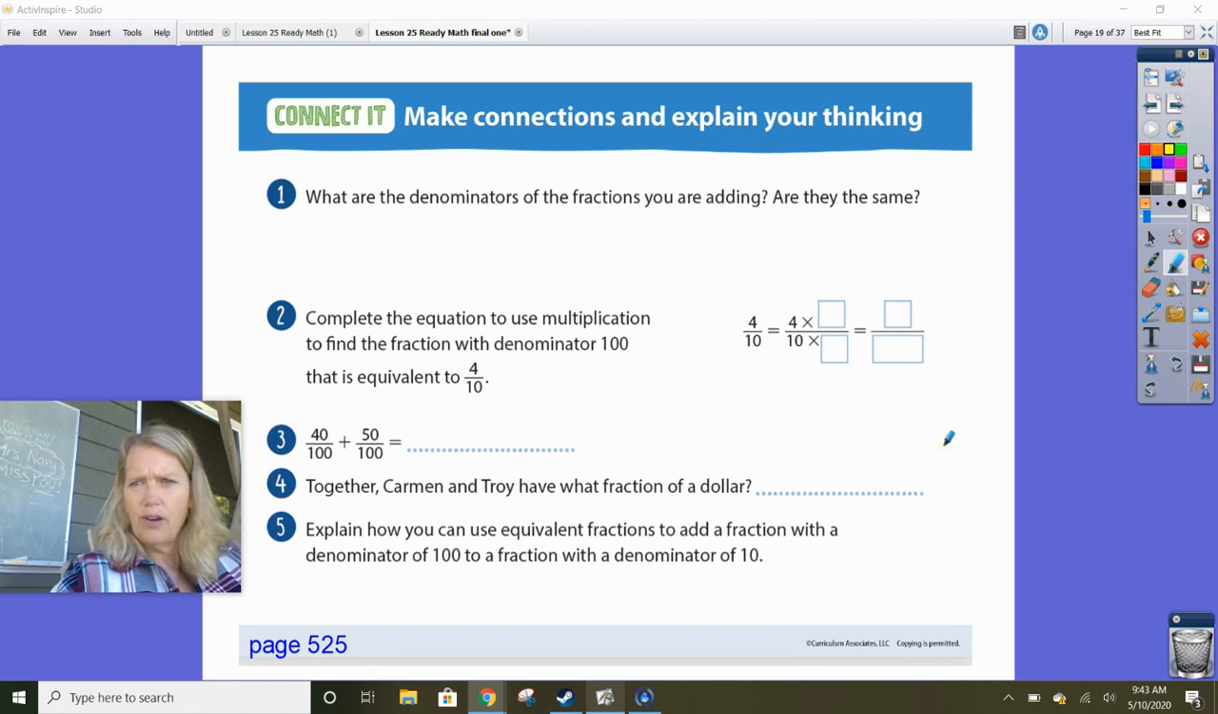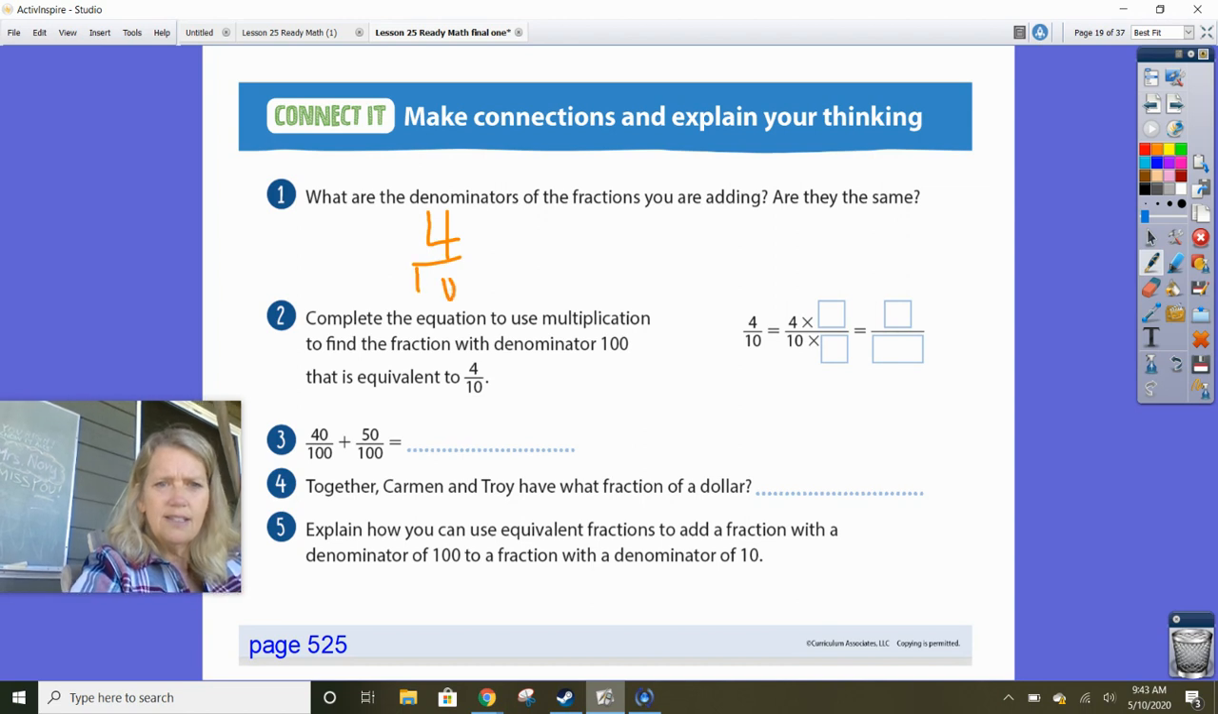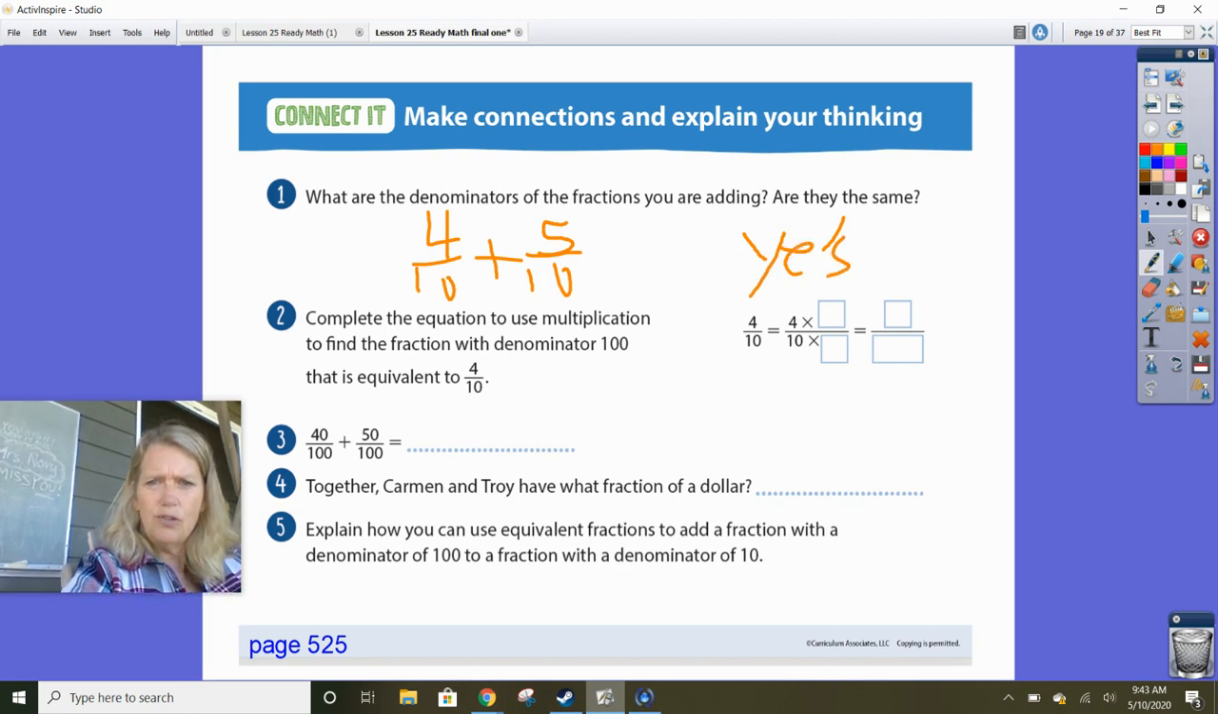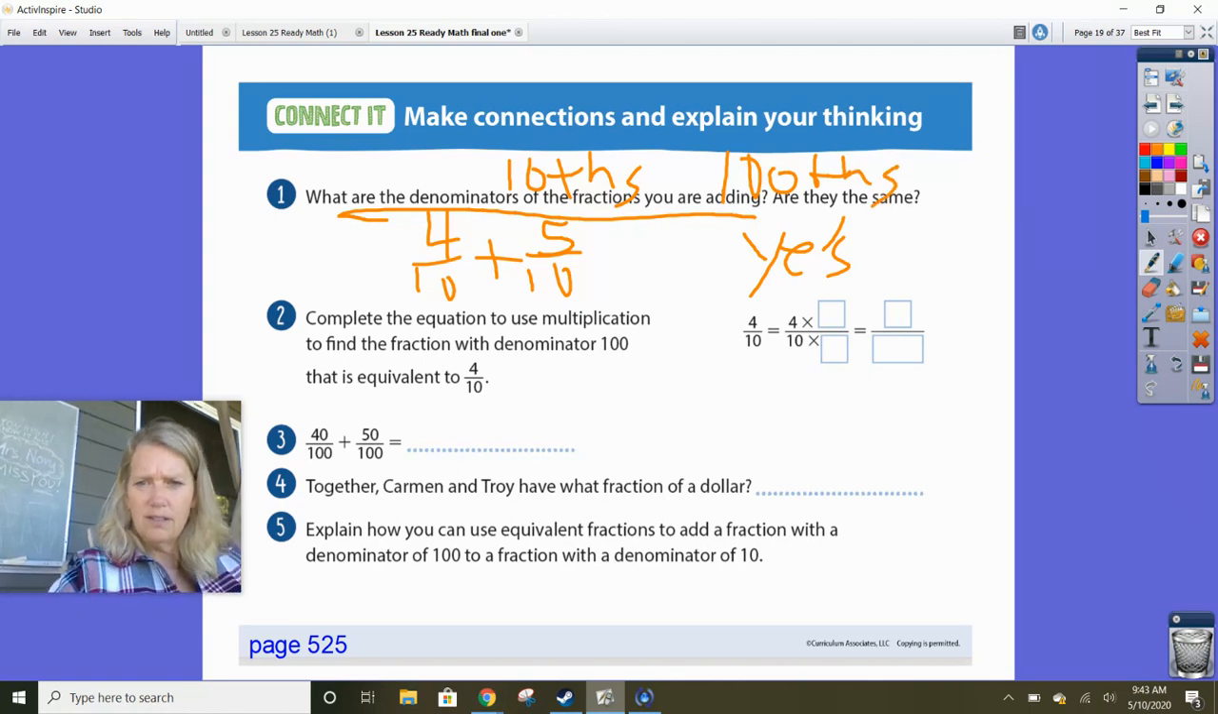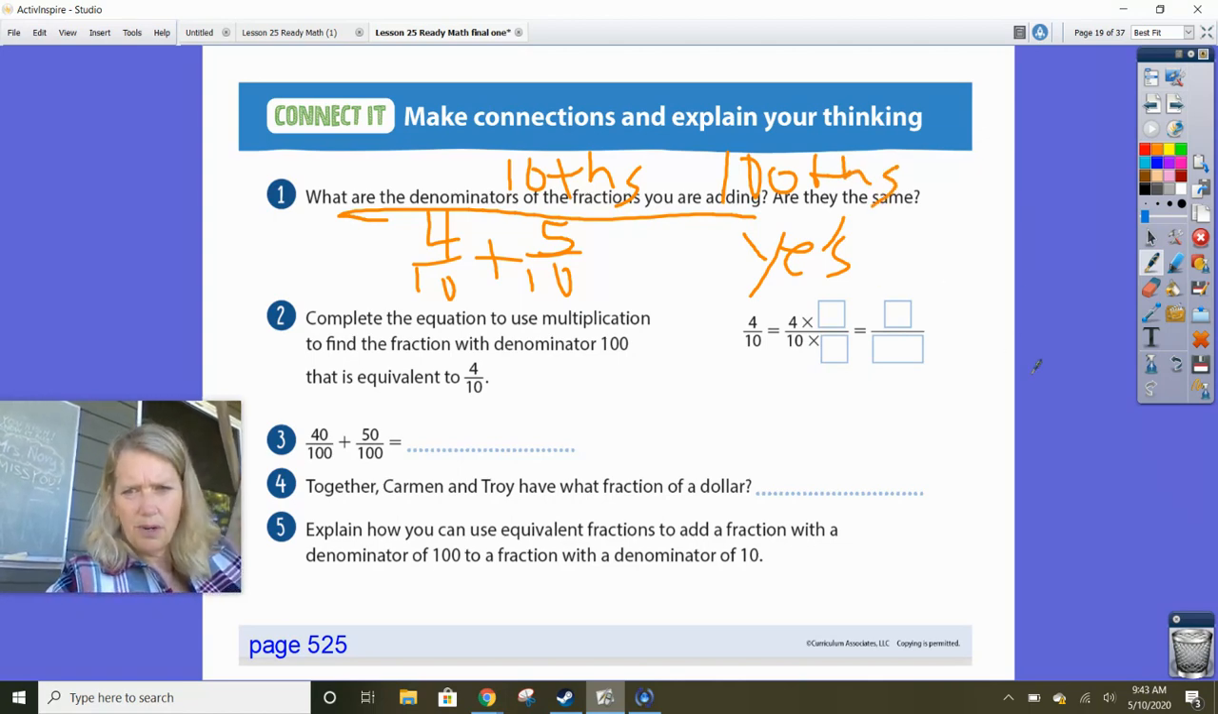What are the denominators? Okay, so they are the same if we did it more than one way. So if you do 4/10 plus 5/10, are they the same? Yes. So you can do it. You can change it to tenths. They could be tenths or they could be hundredths. You can change it to thousandths, but that would be weird.